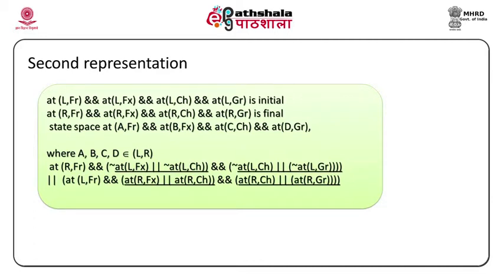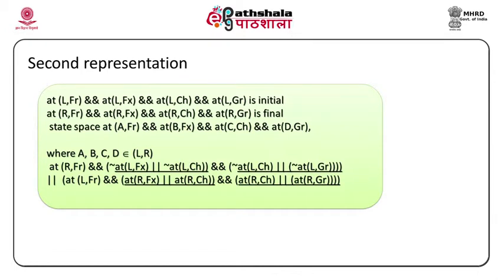It says if farmer is on the right side, fx and ch cannot be on the left side, okay, and ch and grain also cannot be on the left side. Now this actually is more readable than the previous one. Earlier we used to write the variable itself. Now we are writing the value of the variable. We say that at RFR, which is very clear, it says that the farmer is on the right hand side, and at LFX, it says that fox and chicken cannot be there together on the left side, and chicken and grain cannot be together on the left hand side. Now this is comparatively much more readable.